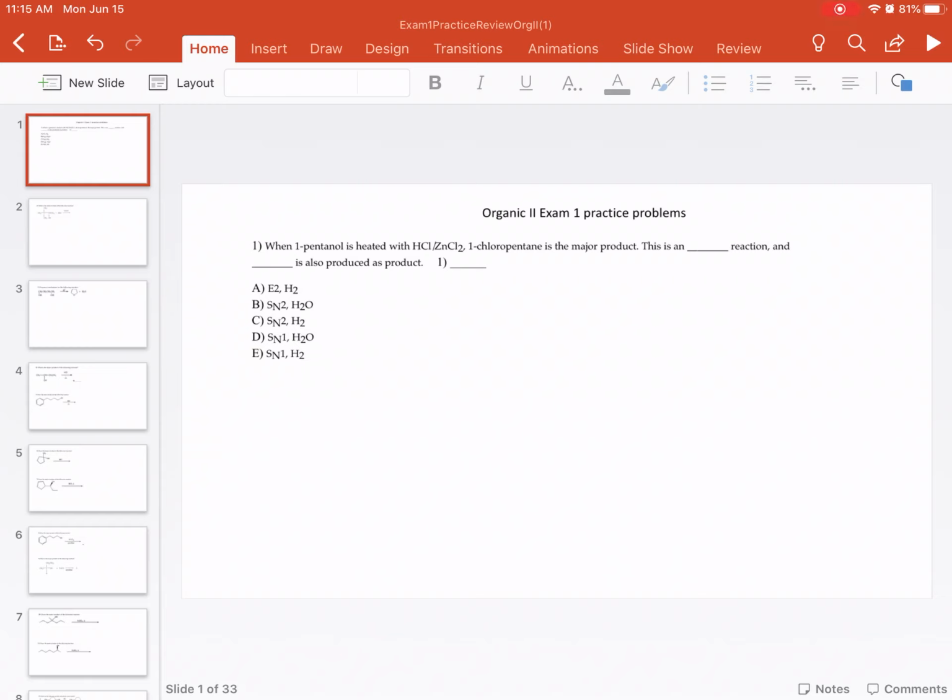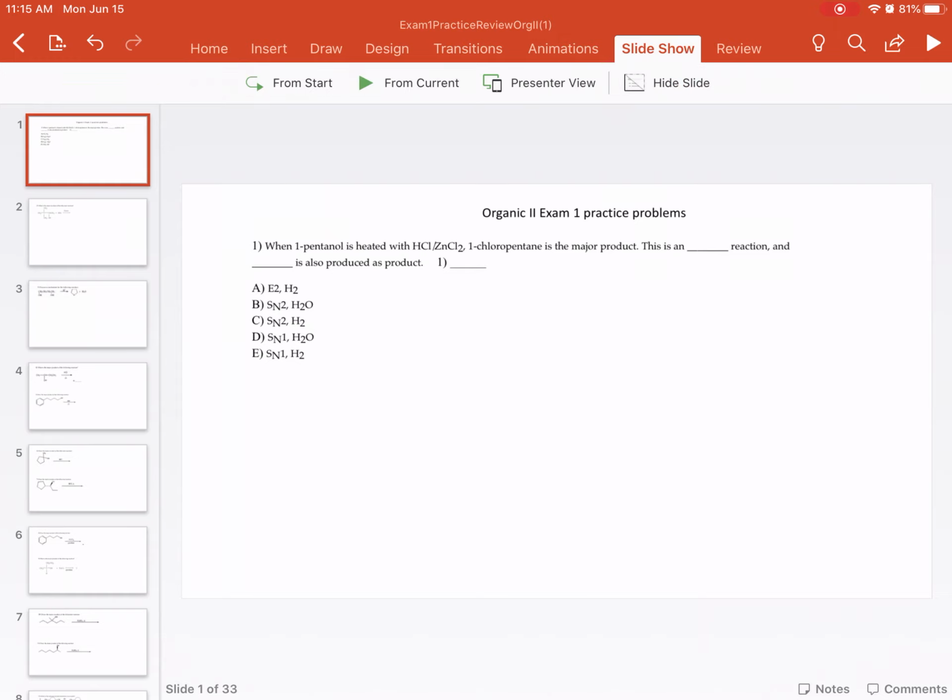Hello everyone, I will go over with you how to do some of these questions. Now the first one: when 1-pentanol is heated with hydrochloric acid and zinc chloride, 1-chloropentane is the major product. This is what kind of a reaction, and what is another product that can be formed?